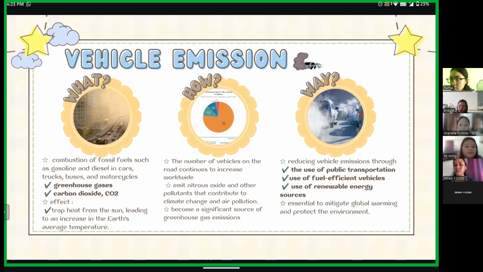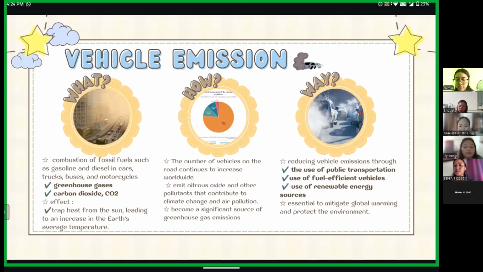As the number of vehicles on the road continues to increase worldwide, vehicles emit nitrous oxide and other pollutants that will contribute to climate change and air pollution. That's why transportation becomes a significant source of greenhouse gases. This emission from vehicles will contribute to increased risk of respiratory disease, cardiovascular problems, and poor air quality.